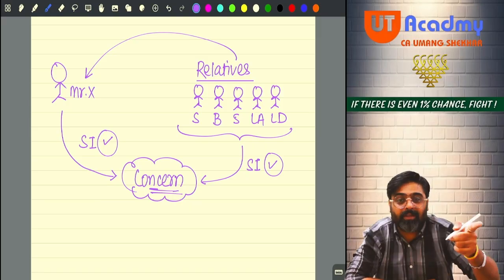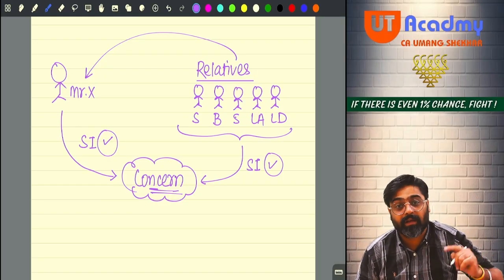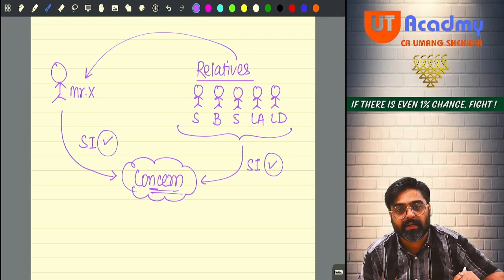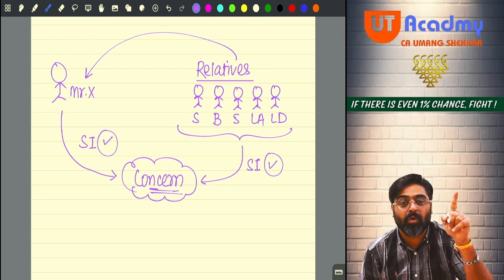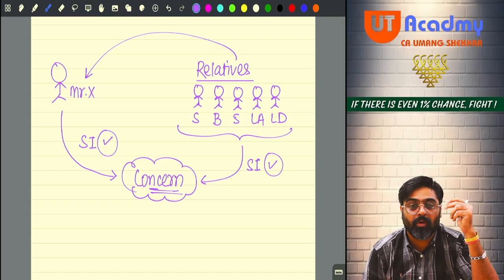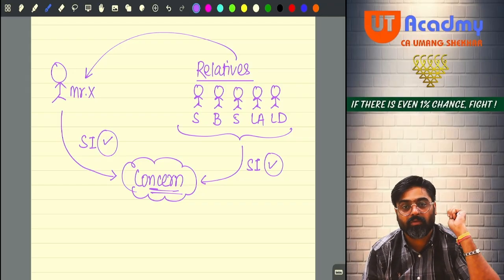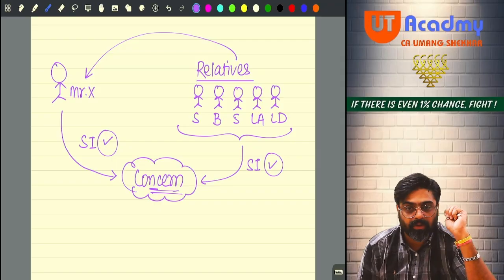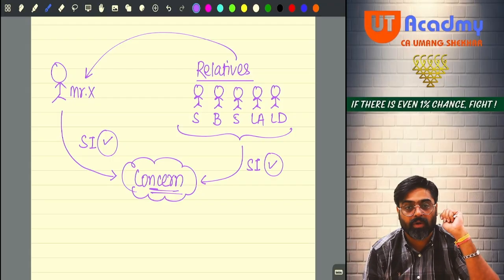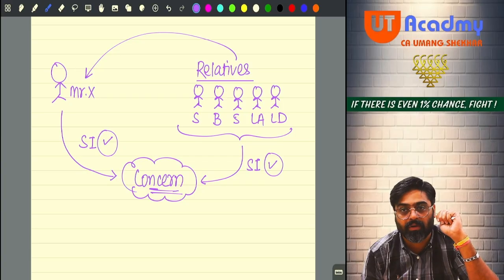Why? Because in this concern, the assessee himself is having substantial interest, or this is a concern where a relative of that individual is having a substantial interest. What do you mean by substantial interest? 20% or more voting rights if the concern is a company. 20% or more profit sharing if the concern is any concern other than a company. So if the concern is a partnership firm, then 20% or more profit sharing. If the concern is a company, then 20% or more voting rights in the company, or 20% or more beneficial ownership in the shares. Yes or no?